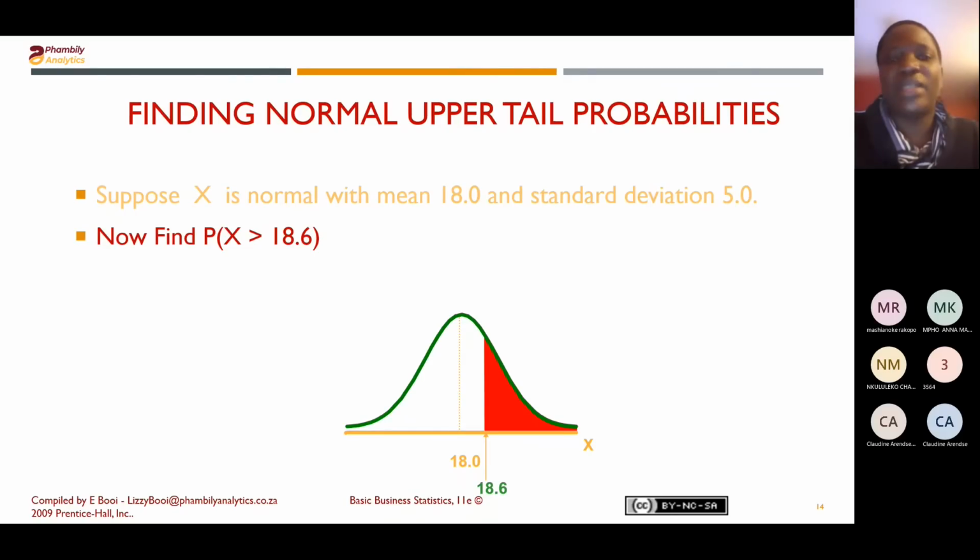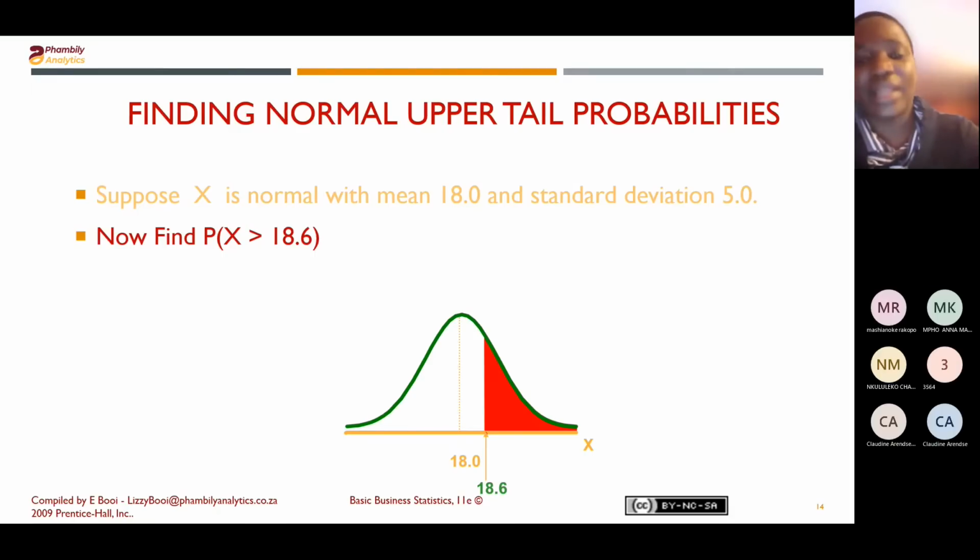Suppose X is normally distributed with a mean of 18 and a standard deviation of 5. Now find the probability of X greater than 18.6. I draw myself a little diagram because I want to visualize the concepts, so that when I go and look for the value on the table, I know which side I'm going to look at. There is my value of 18.6 and it is in the smaller area.